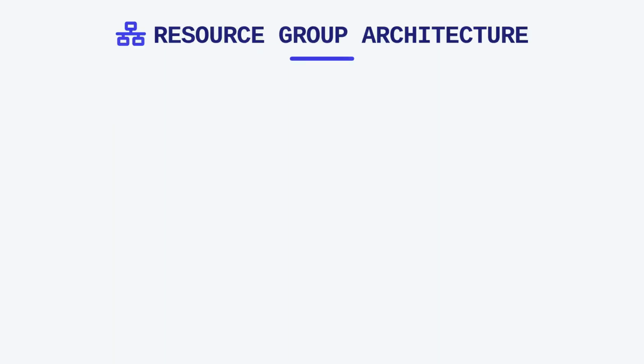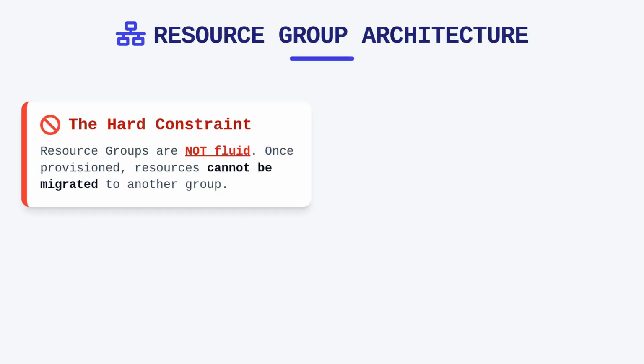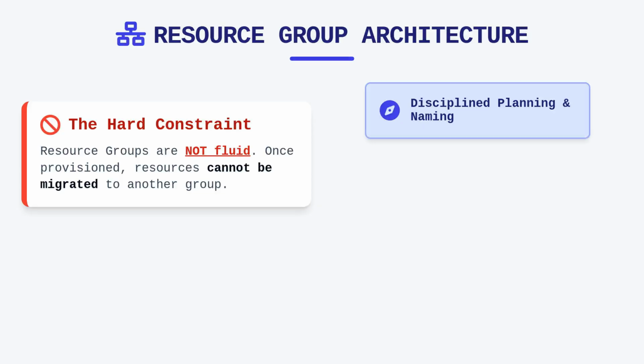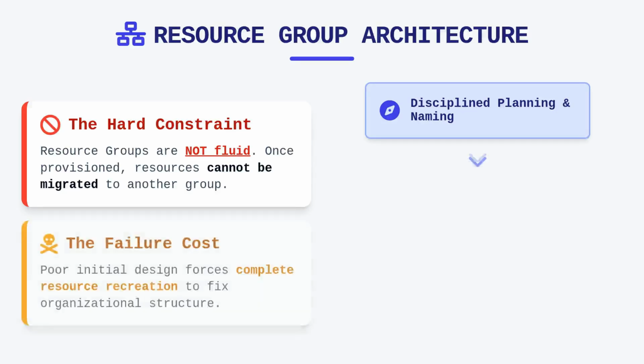It is vital to understand that the architecture of resource groups is not fluid in the way one might initially expect. Once an instance has been provisioned into a specific resource group, it cannot be migrated to another group at a later time. This limitation necessitates a disciplined approach to your initial cloud architecture planning and the establishment of rigid naming conventions. If you fail to design your group hierarchy correctly from the start, you will be forced to recreate resources to fix your organizational structure.